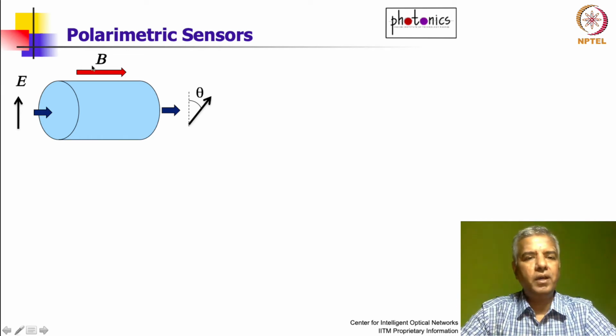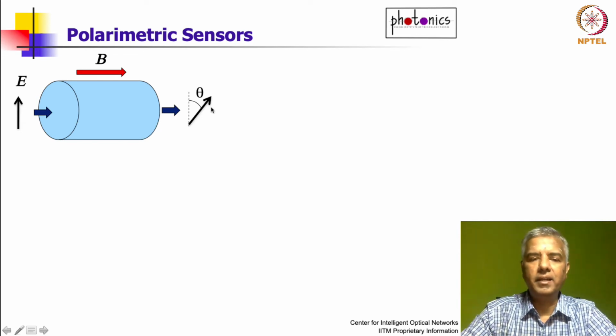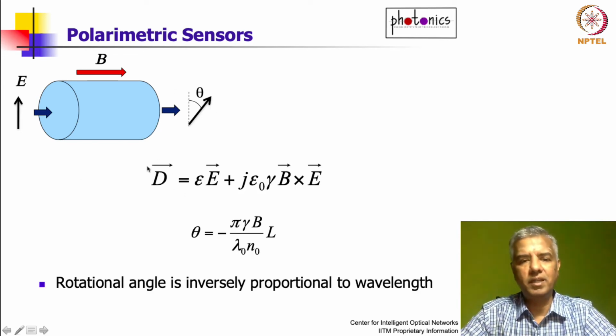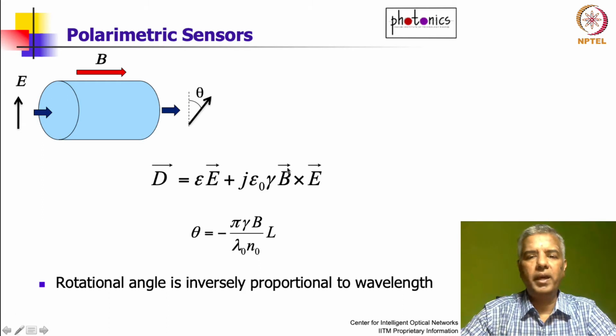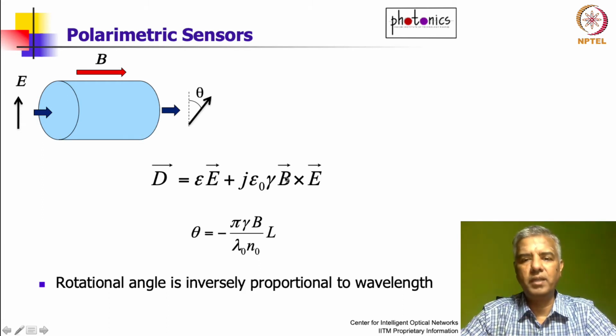In the presence of an axial magnetic field, this material will deflect the light polarization through an angle. The specific way it works is that the response to the incoming polarization is in the form of epsilon E, which is the normal response of the permittivity, and then it has this other component, a curl of the magnetic flux density and the electric field intensity, mediated through this gamma, which is the magneto-gyration coefficient.